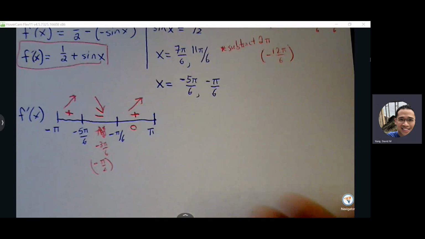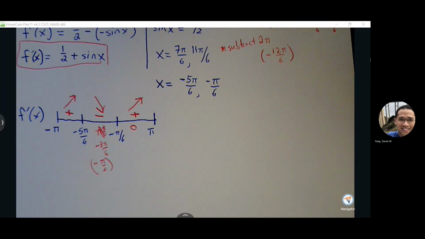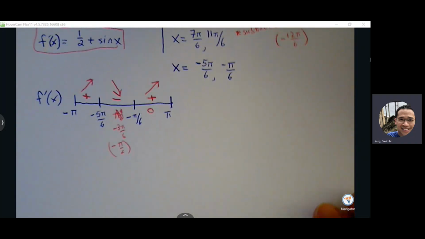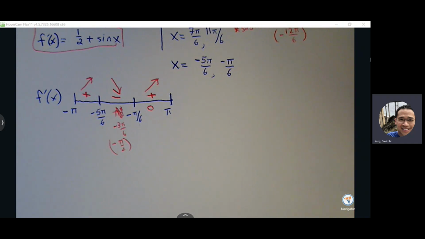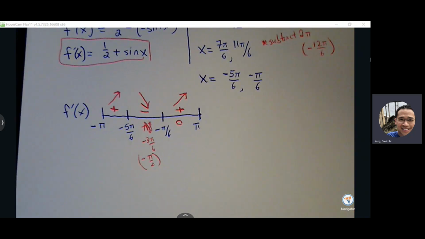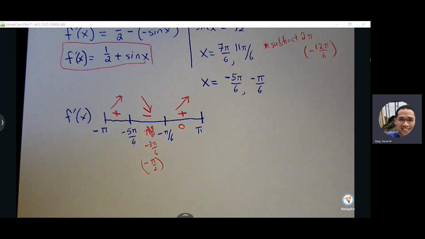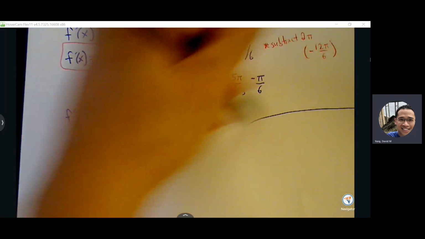Okay, so we know where our relative max and relative min are. Okay, so we're going to move on to f double prime so we can gather information about concavity. So let's go ahead and find our second derivative function.